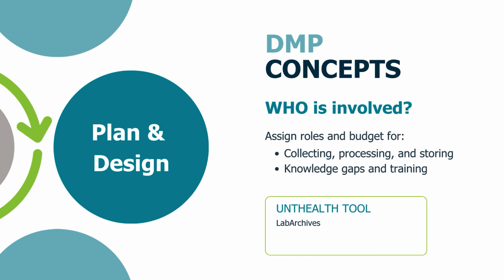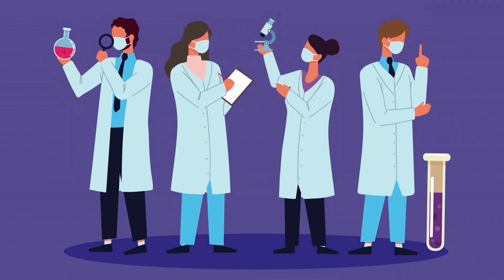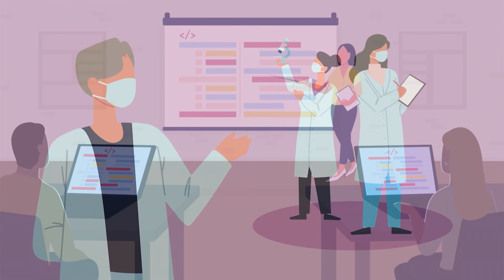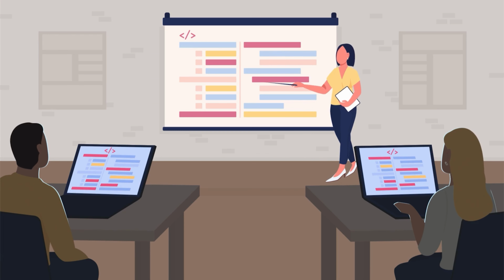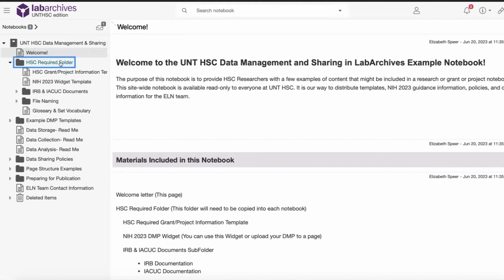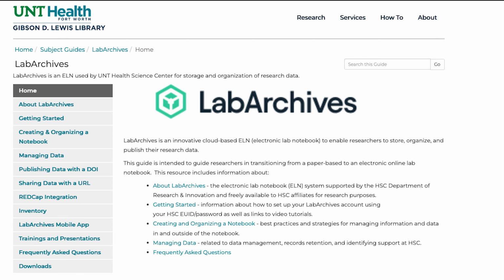Who will be involved in collecting, processing, and storing of the data? Assign roles to your team members from the student assistant to the data analyst. Identify who has the necessary skills to manage, analyze, or collect data, and what knowledge gaps might be present. Plan accordingly for additional costs to train or hire new teammates. Using an electronic lab notebook, like Lab Archives, which is provided by UNT Health, invite team members and grant the level of permissions needed to efficiently collaborate. For further instructions and information, check out UNT Health's Lab Archives Guide.